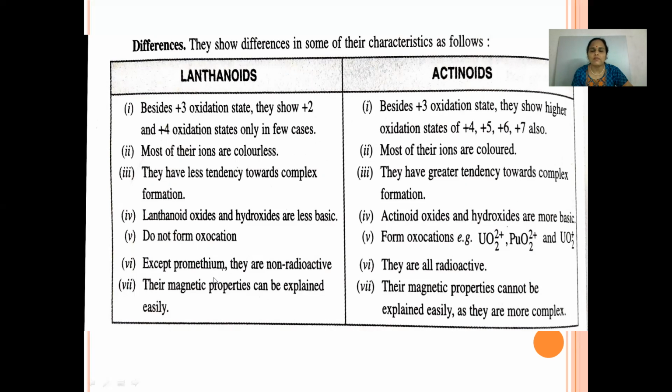Except promethium, lanthanoids are non-radioactive. Only promethium is radioactive in nature. Rest all are non-radioactive, whereas actinoid elements all are radioactive in nature. In lanthanoids, the magnetic properties can be explained very easily, whereas in actinoids, the magnetic properties cannot be explained easily as they are more complex in nature.